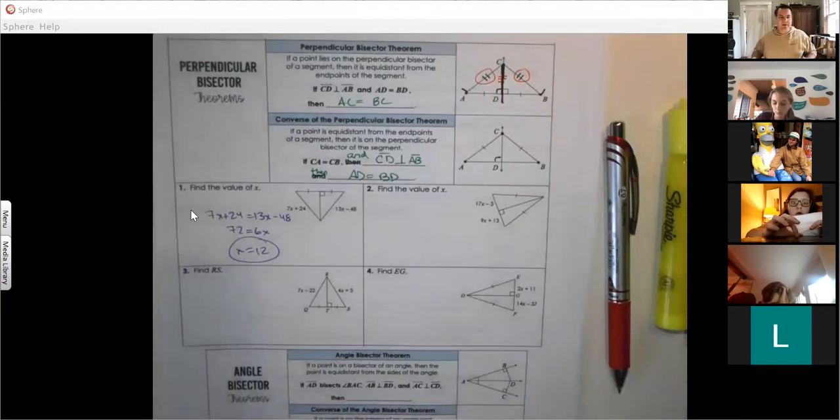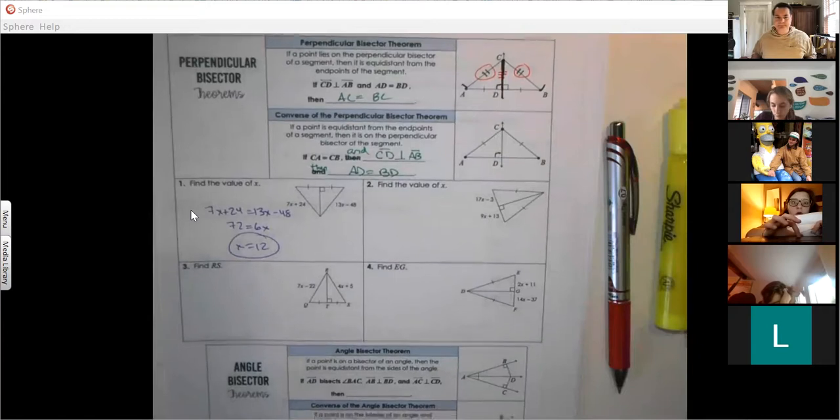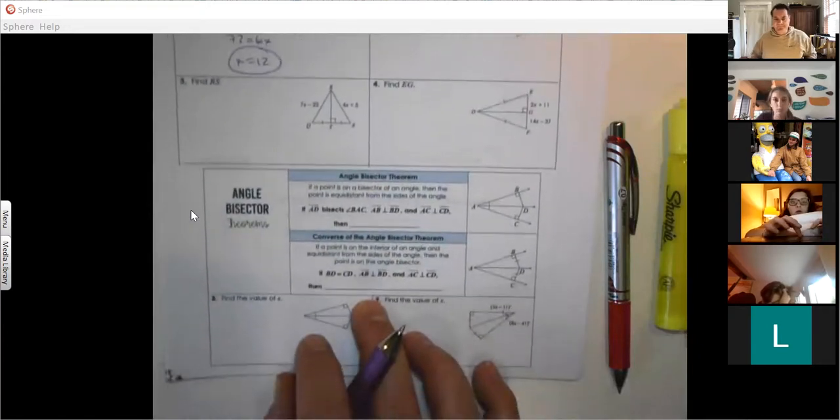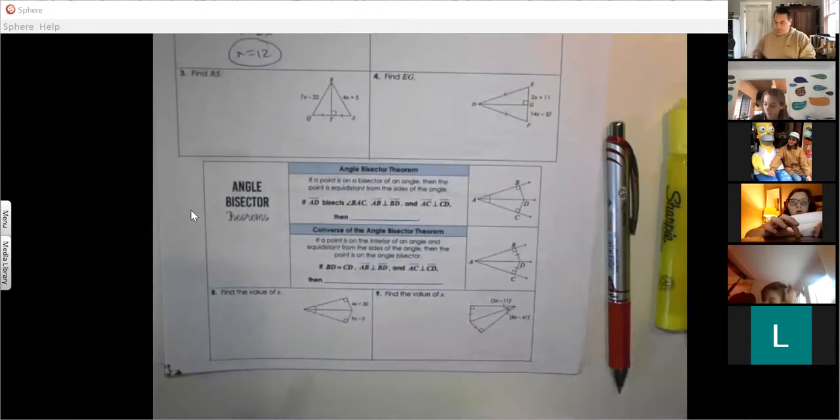Any questions on the perpendicular bisector theorems? Okay, I'll leave those three for you to solve. Then we've got the angle bisector theorem.